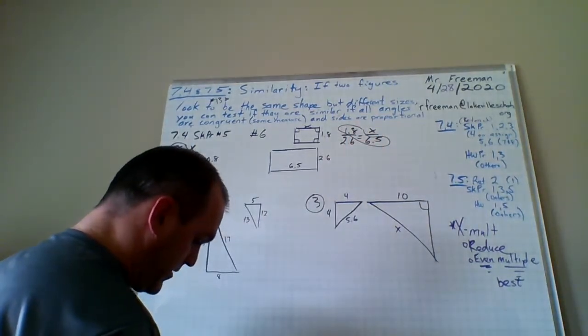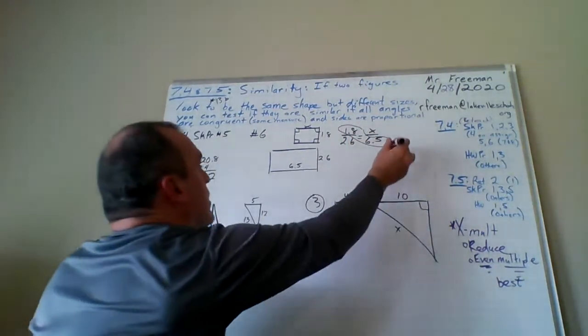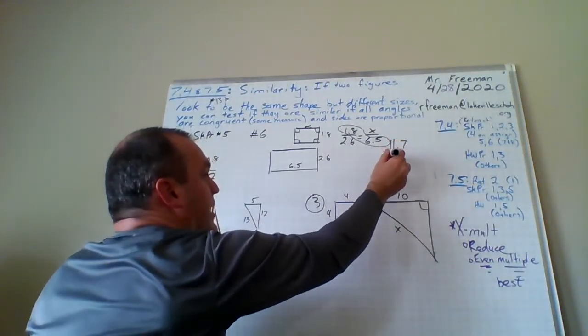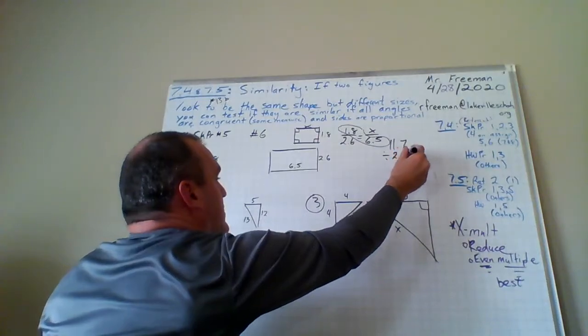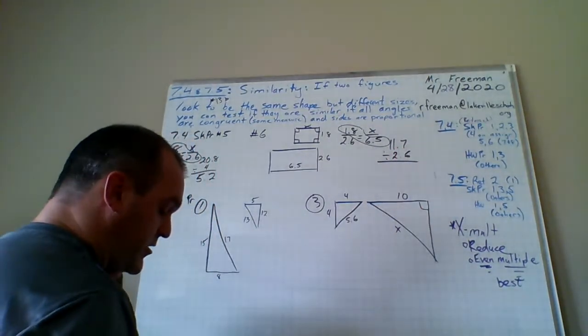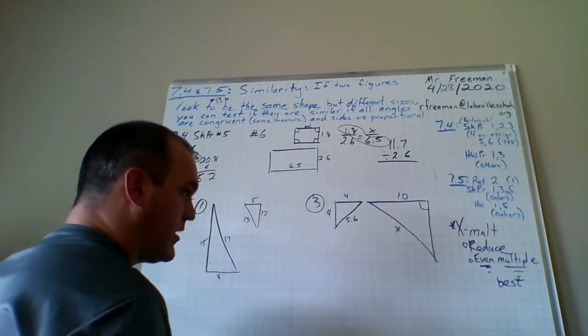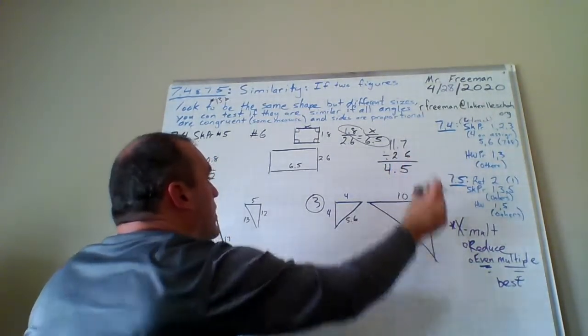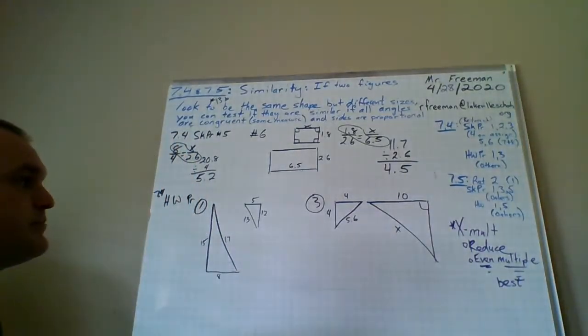If you multiply those together, you get 11.7. And then you would have to divide that by the 2.6. And then when you do that, you can check it on your calculators. You would get 4.5. Okay? That's it for the skills practice side.